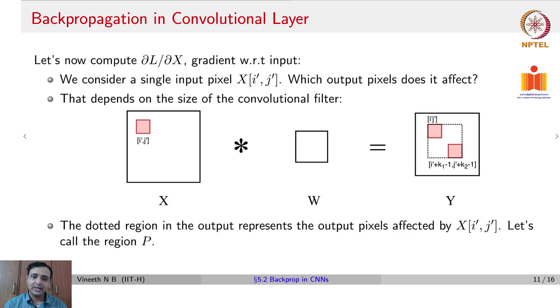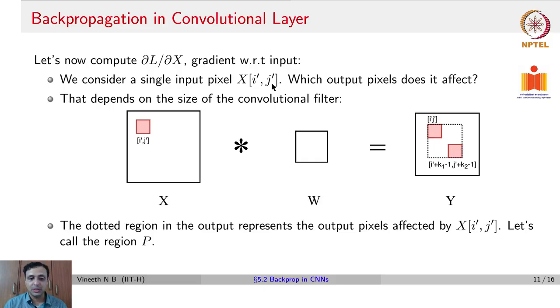Let's now move on to the next quantity, which is ∂L/∂X, the gradient with respect to the inputs of that convolutional layer. Let's once again consider a single input pixel X at (i', j'). Let's again ask the question: which pixels in Y would be affected by this particular pixel in X?